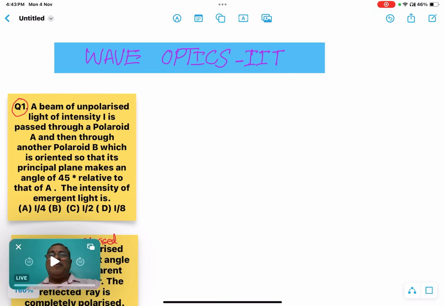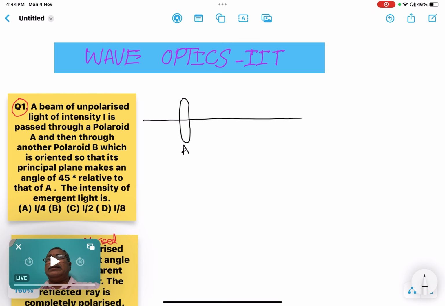Let us start quickly. The first question, which was asked in the 2024 entrance examination: a beam of unpolarized light of intensity I is passed through a Polaroid, capital A, and then through another Polaroid B, which is oriented so that its principal plane makes an angle of 45 degrees with respect to A. The intensity of emergent light is? Actually, my dear students, this is the first Polaroid. So this is ordinary light passing through the first Polaroid sheet, that is capital A.